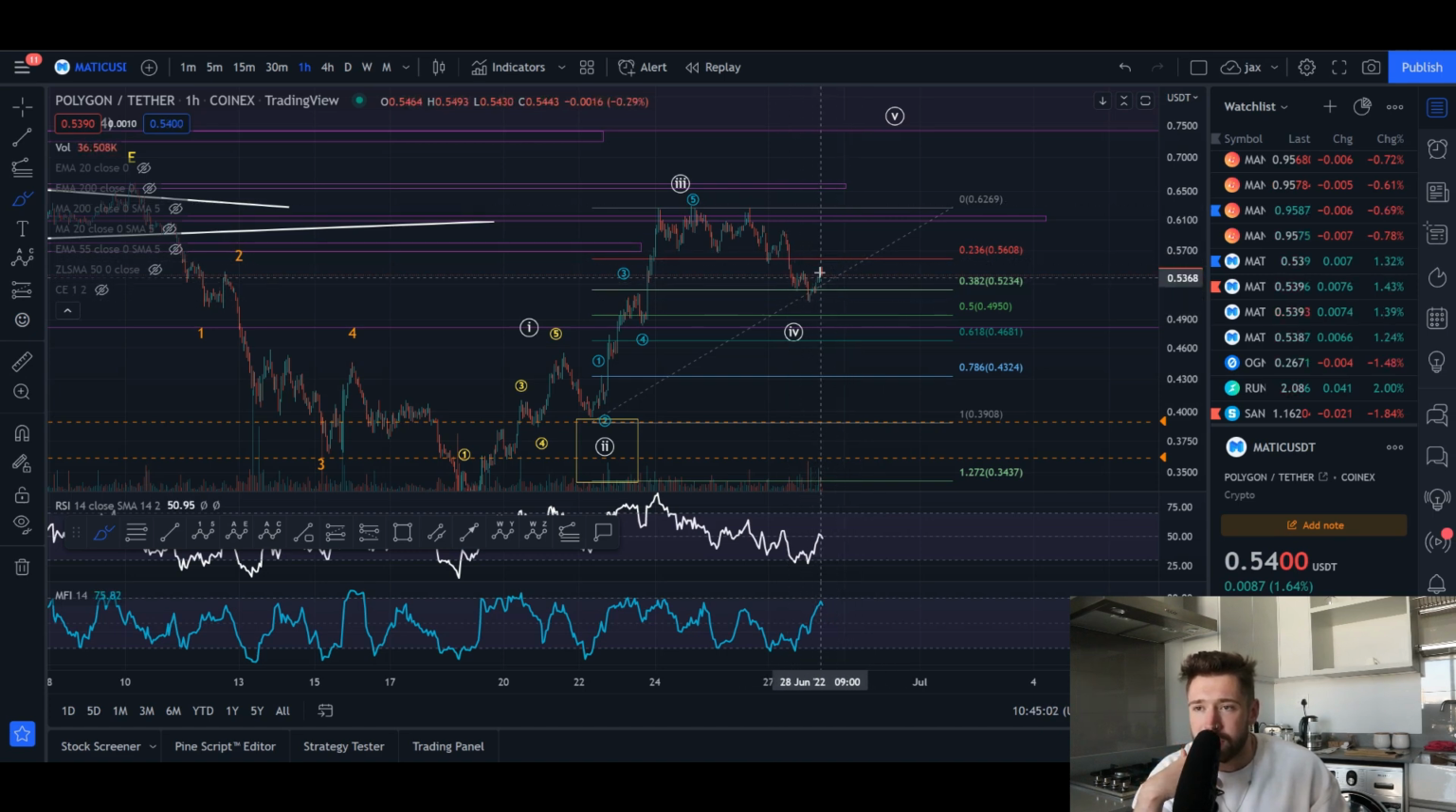So we'll see if we can see continuation. But if we do continue to come down, look for a bounce off the 0.5 for your wave 4 pullback, and then see that final wave 5 up to about 73 to 75 cents. That's it for this one.